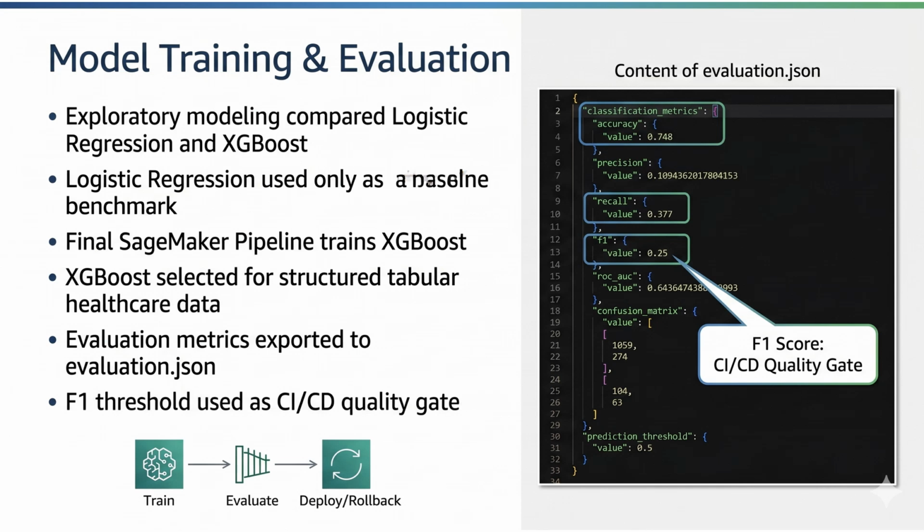The F1 score is also used as a pipeline quality gate. If the model meets the threshold, the workflow continues to batch inference. If it doesn't, the pipeline fails safely instead of pushing a weak model forward. So the main point is not only the model score, but that the model training, evaluation, and release decisions are automated and reproducible inside the machine learning operations pipeline.